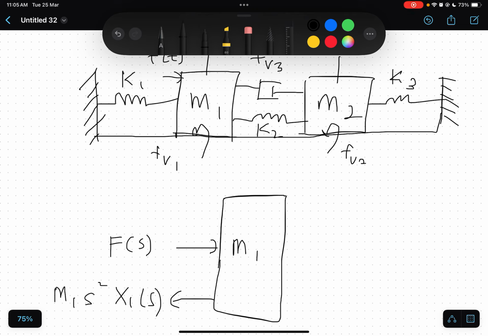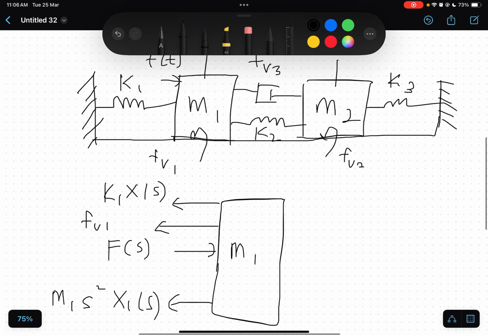And then because we are pushing the M1 to the right, we have the pulling effect from the spring of K1. So we have another force here of K1 X S. Okay, and then lastly we have the friction from the bottom of the mass, which is given as FV1 S X S.